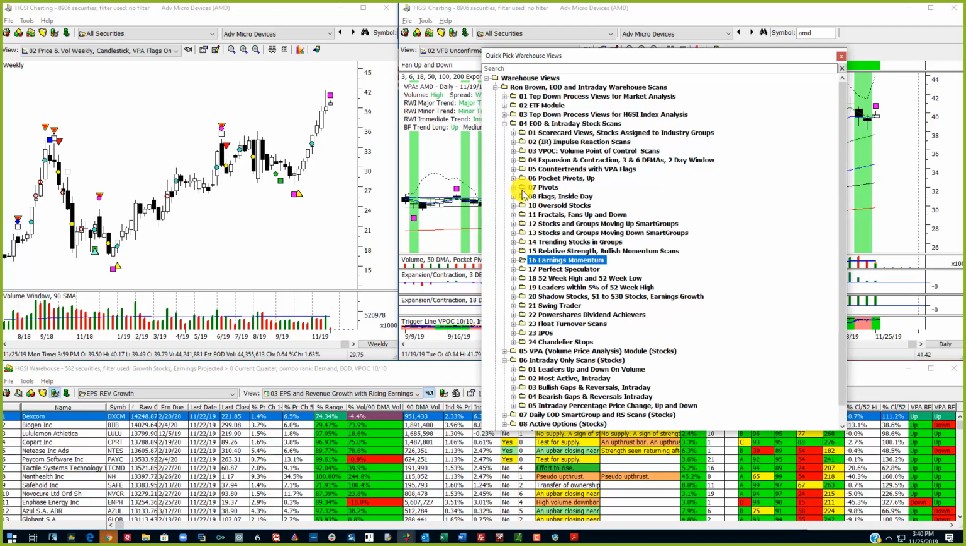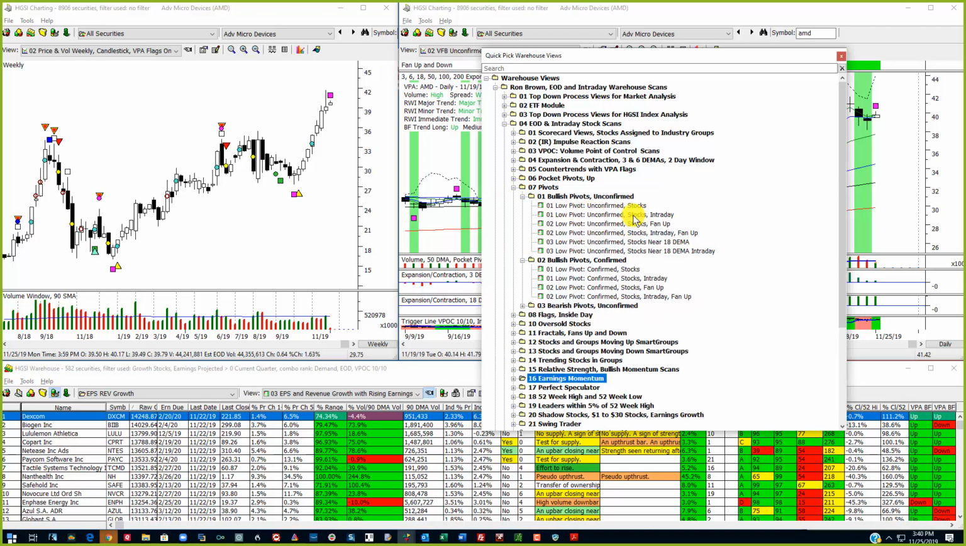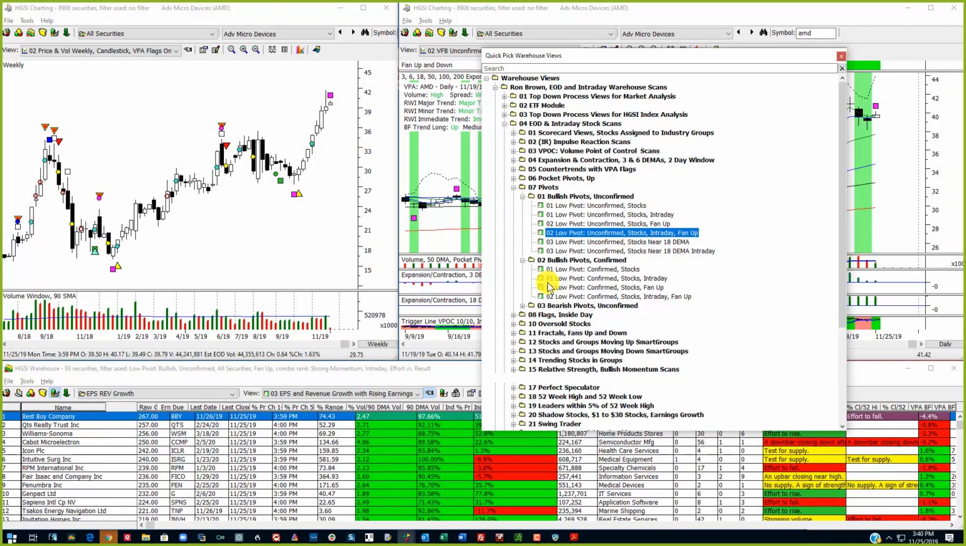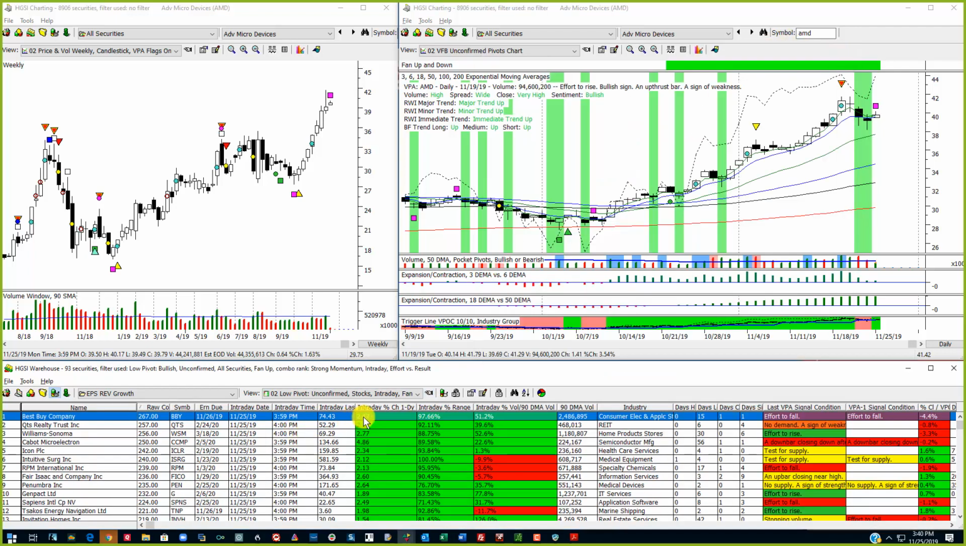And I'm going to go to pivots. I'll go to the unconfirmed intraday. I'll limit it to stocks where the fan is up. And you can see that the first stock that comes up because of my combo is Best Buy. And let's take a look at Best Buy.